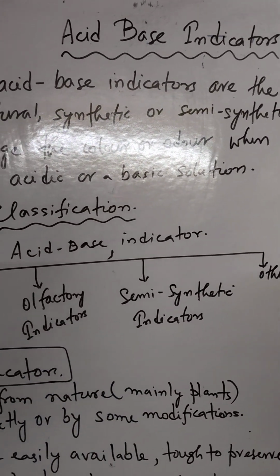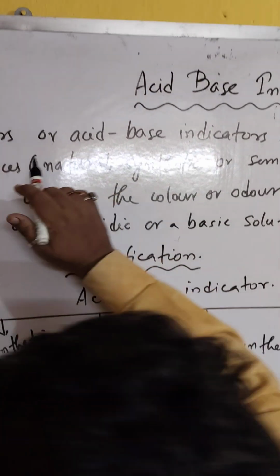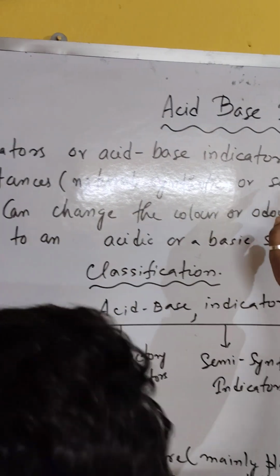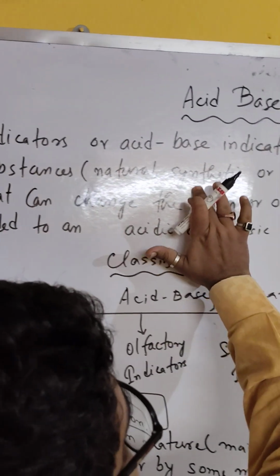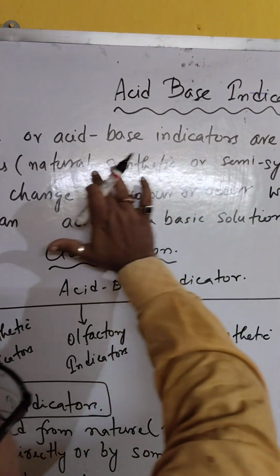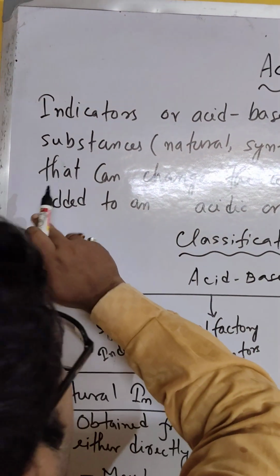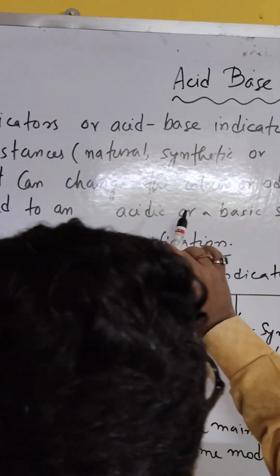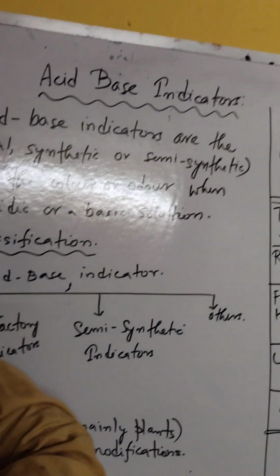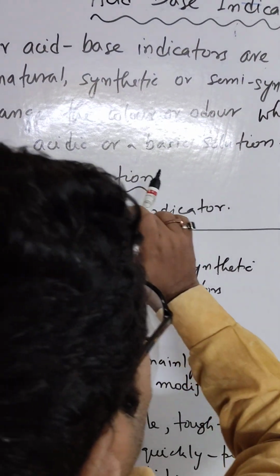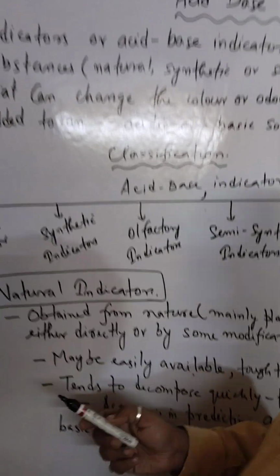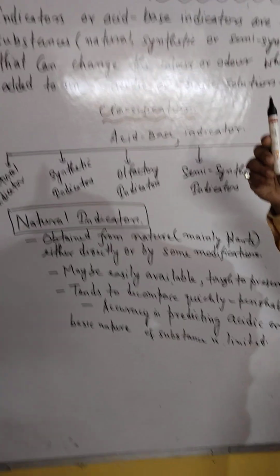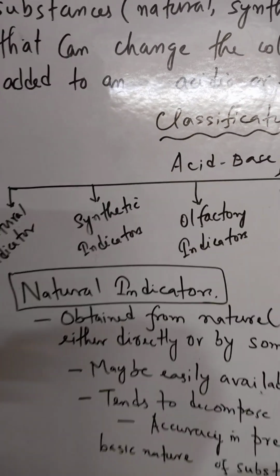Now if we go for the definition, the indicators or acid base indicators are the substances, maybe natural, maybe synthetic, maybe semi-synthetic, that means natural to some extent processed in the lab, that can change the color and odor when added to an acidic or basic solution. Students, it will be better if you just take a note of the definition and get it memorized. This is the proper definition.